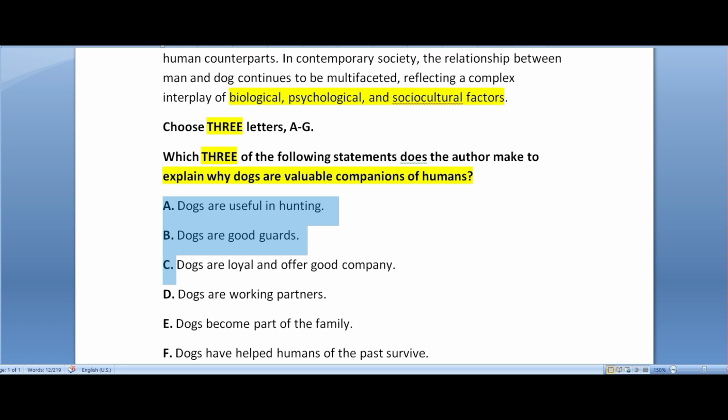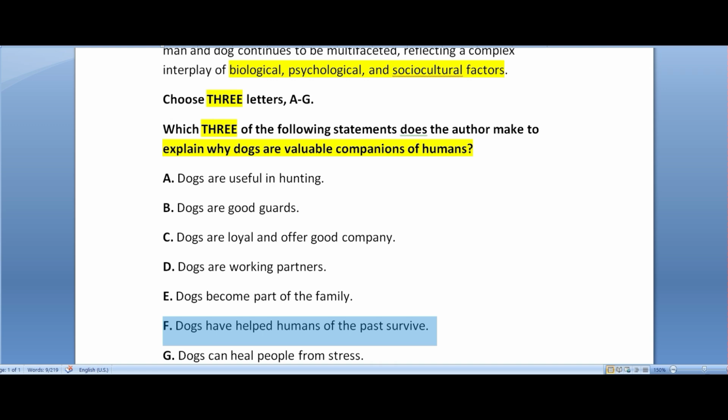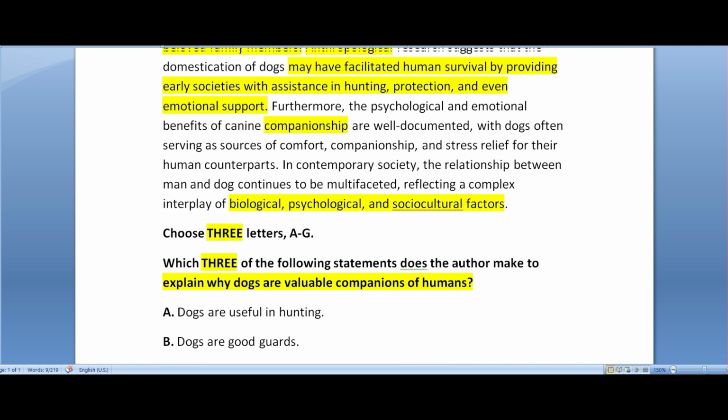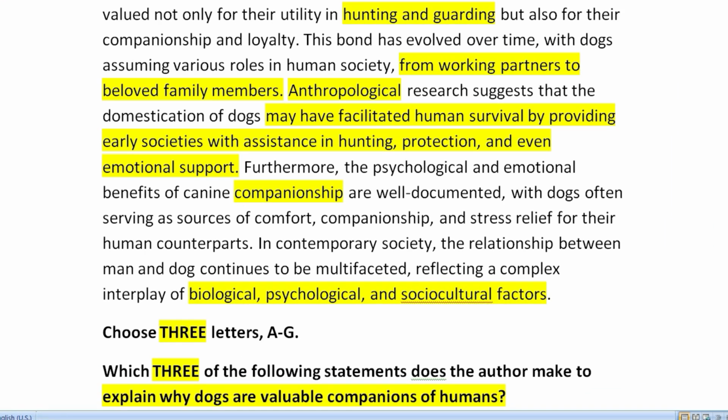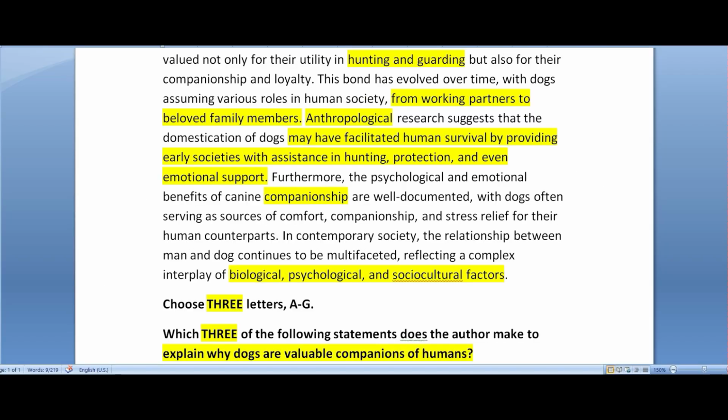Another common exam trick, apart from this, and of course paraphrasing, which is the most common, is option F. Dogs have helped humans of the past survive. Let's have a look at it. Let's go to the text. Anthropological research suggests that the domestication of dogs may have facilitated human survival by providing early societies with assistance in hunting, protection, and even emotional support.